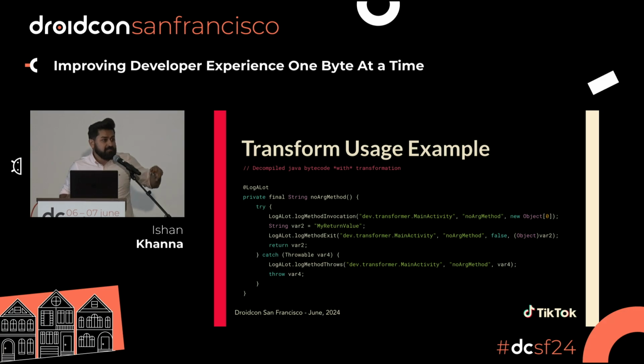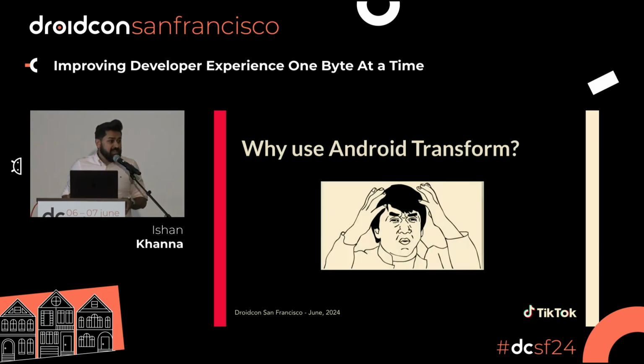Now, think of this, multiply this number by however many log-a-lot annotations are in your code base. So you've immediately saved a lot of time and automated the process of basically adding logging for wherever you wanted it with this annotation. Still, some of you might be wondering, why exactly do I want to use Android Transform?